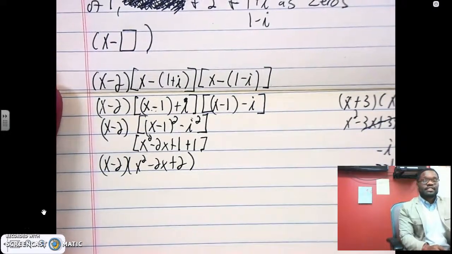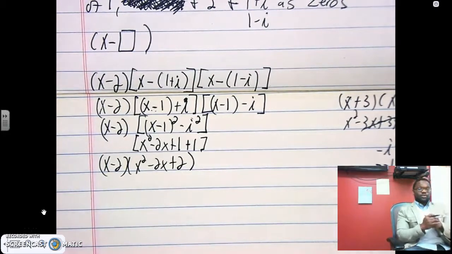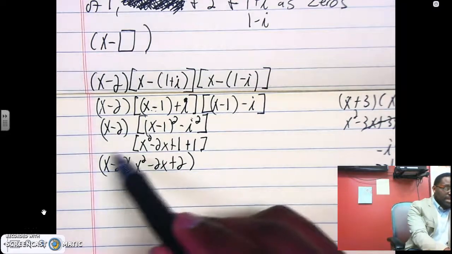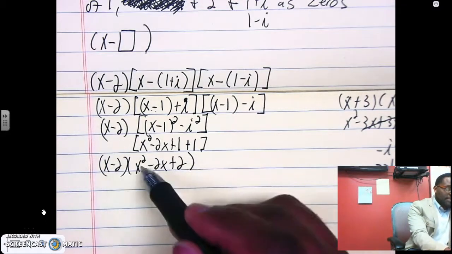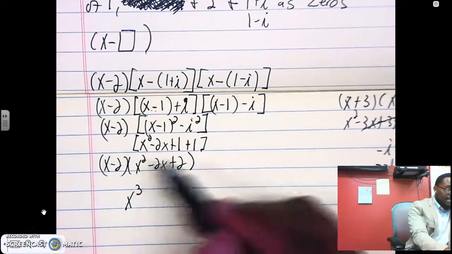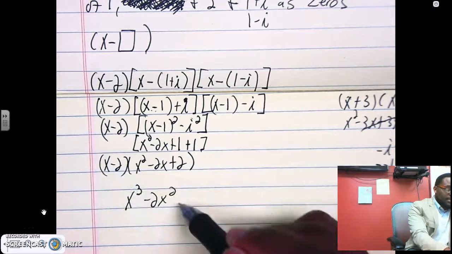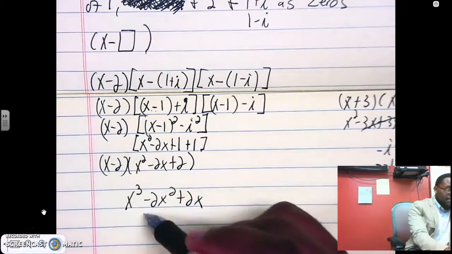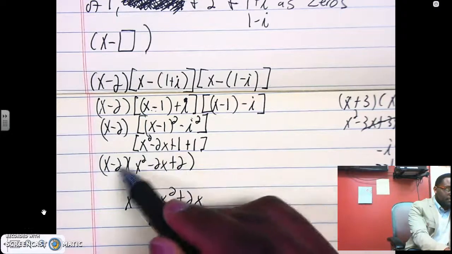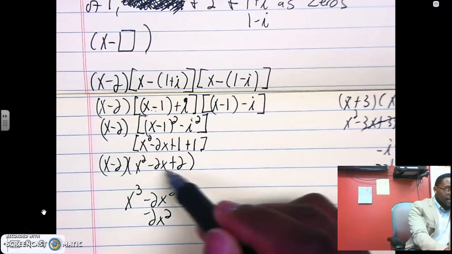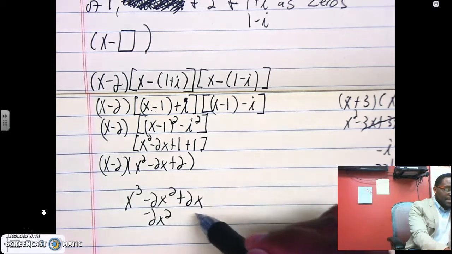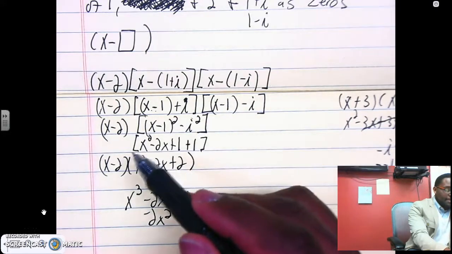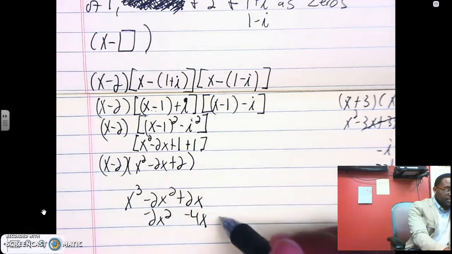Now that I've gotten to this point, again, I'm trying to find a polynomial, so I have to take it back to something we did earlier in the year, and that is multiplying a binomial times a trinomial. So x times x squared is x cubed, x times negative 2x is negative 2x squared. Negative 2 times x squared is negative 2x squared, just combining like terms or putting it where it needs to be. And then negative 2 times negative 2x is negative 4x, and negative 2 times 2 is negative 4.